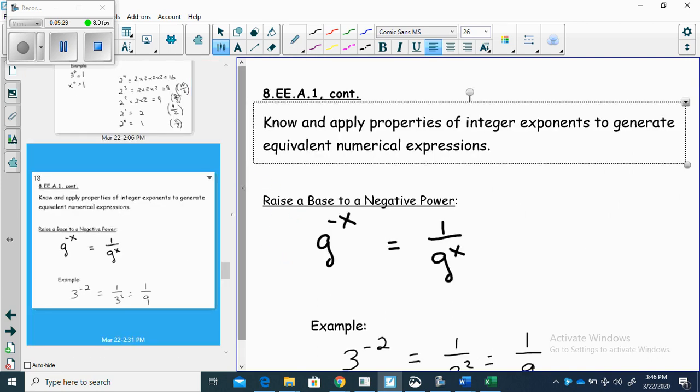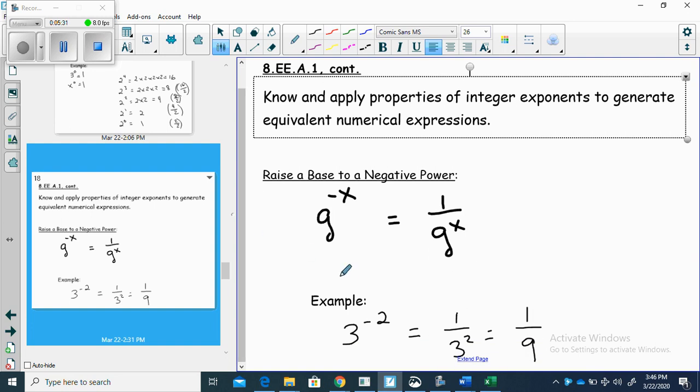What if you raise a base to a negative power? In this example, I have g raised to the negative x power. That's going to be equal to 1 over g to the x power. It creates a fraction, 1 over this to the positive power. If you've got this example, 3 to the negative 2 power, that's equal to 1 over 3 to the second power. See how the power changes from a negative value to a positive value here?